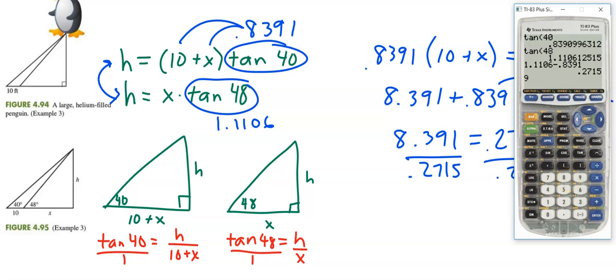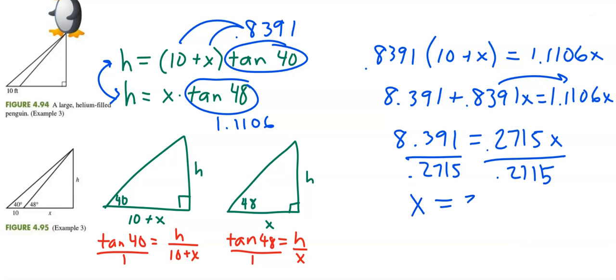8.391 divided by 0.2715. Should have just used the answer. 30.9. So x is equal to 30.9. Now I can come down here and finish the question, or if you would rather use that example there, that's fine too.